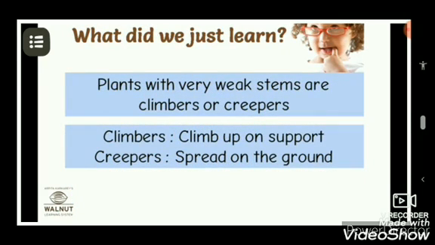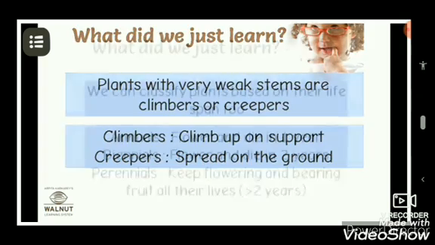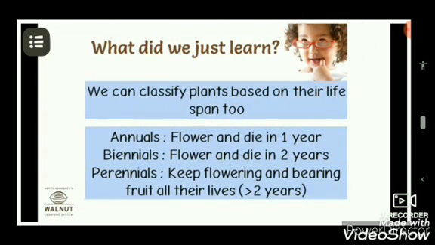The plants with a very weak stem are called climbers or creepers. Climbers climb on a support and creepers spread on the ground. We can classify plants based on their lifespan: annual, flower and die in 1 year; biennial, flower and die in 2 years; perennial, keep flowering and bear fruit all their lives.